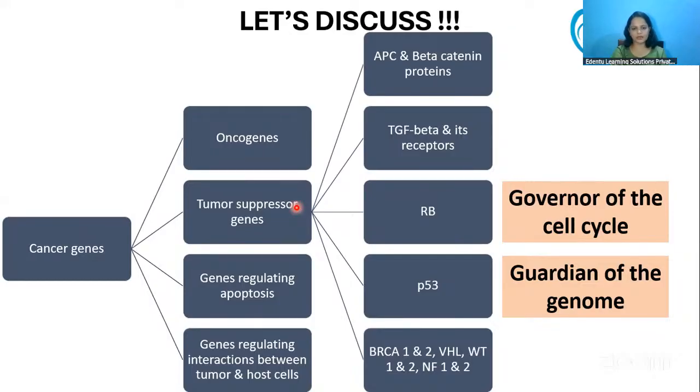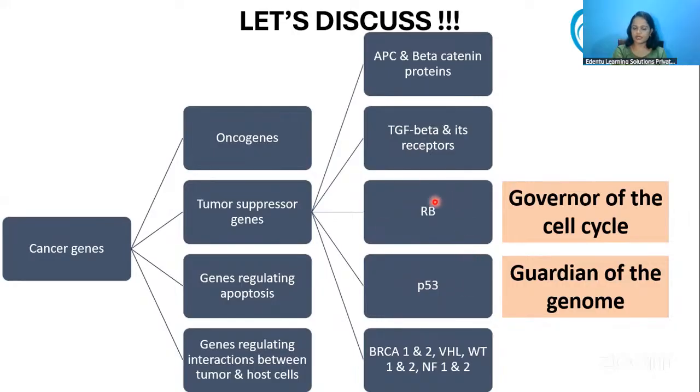So the tumor suppressor genes include APC and beta-catenin proteins, TGF-beta, RB, P53, and BRCA1. Out of all these tumor suppressor genes, the important ones are RB, which is also called the retinoblastoma gene, very important, and the next one is P53. P53 is also very important.